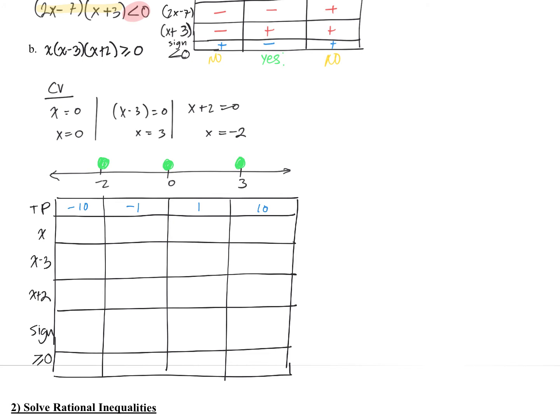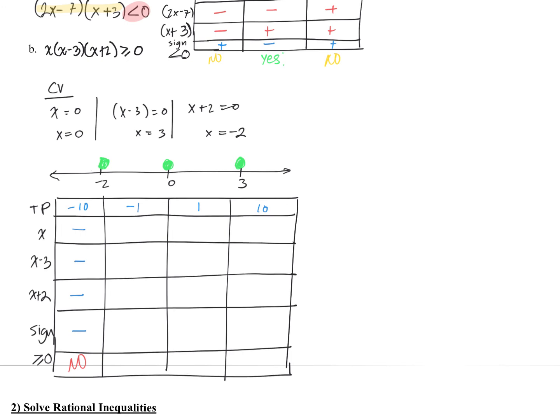Okay, so I'll do the first column, and then I want you guys to try and do the other columns by yourself. So let's check the signs. Negative 10, that's going to be negative. x minus 3 will be negative again. Negative 10 plus 2 will also be a negative. Multiplying these together, negative times negative is positive, times negative is negative. So is this greater than or equal to 0? The answer is no, which means this is not going to be used.